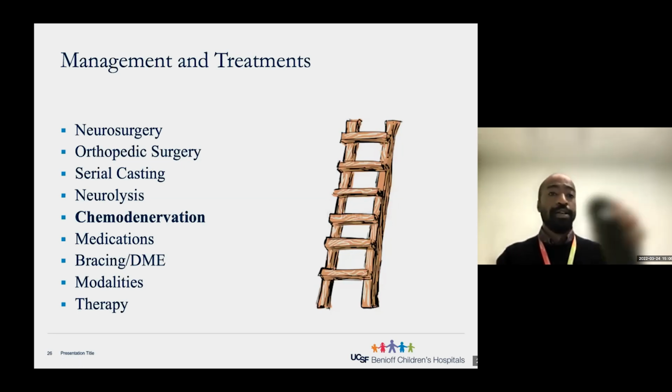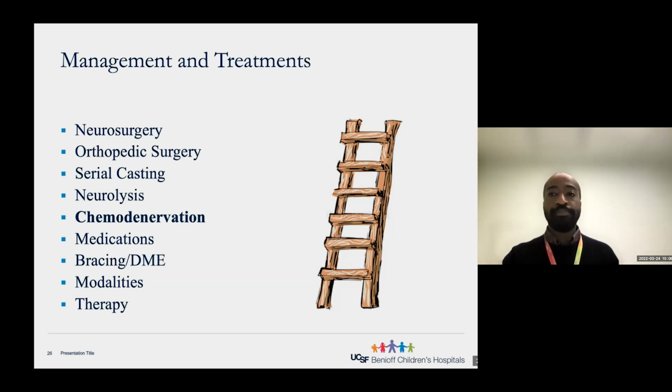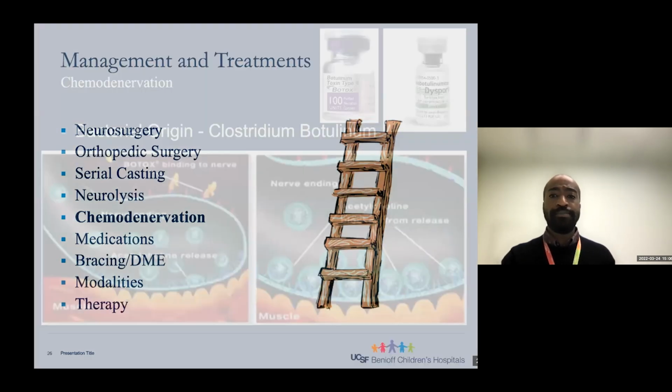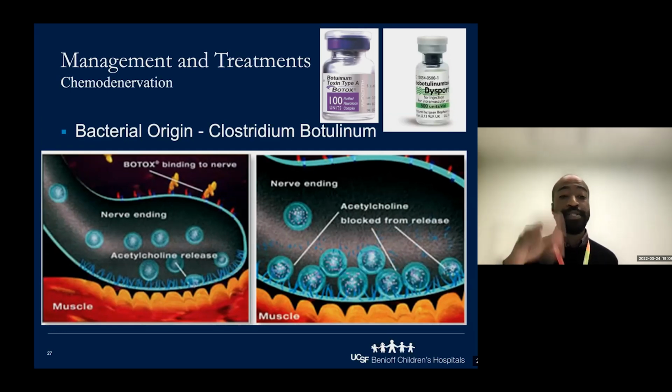Next, we'll talk about chemodenervation. And for that, the intervention is botulinum toxin. There are two main serotypes used for botulinum toxin injections, that being Botox and a medication called Dysport. Botulinum toxin is an effective intervention for kids who have spasticity and hypertonicity in specific target muscles or target areas that you want to weaken.